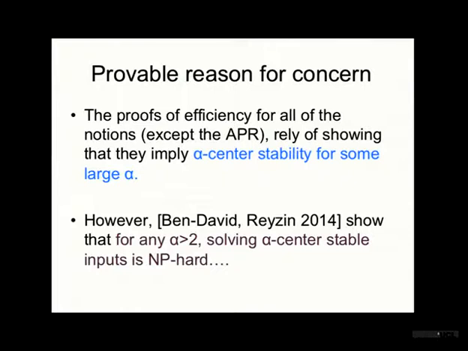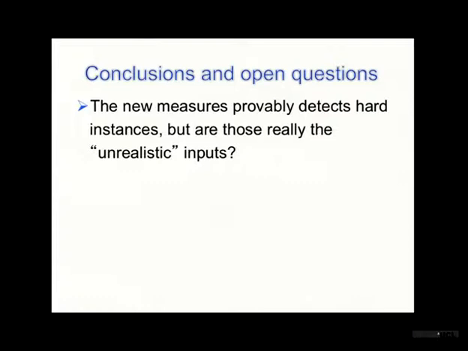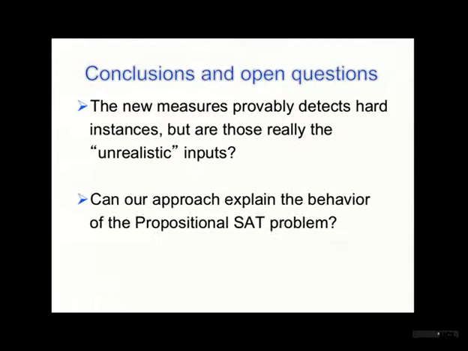So there is a limit to how far they can go. Shouldn't there be alpha smaller than 2? I think so. For any alpha less than or equal to 2, it's NP hard, right? So there was a hope that this kind of approach would get better and better, but it's not. So the conclusions are that the new measures detect hard instances, but it's not clear that they are realistic inputs.